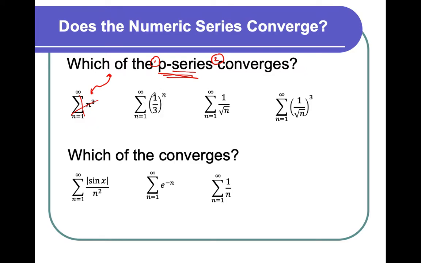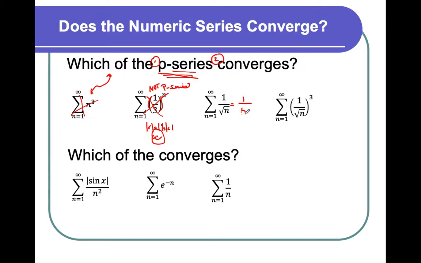Do you recognize it from what we just did? My common ratio is 1/3, which is less than 1. So yes, this converges, but I would get tricked in this question. It's not a p-series. So it converges, but it's not a p-series. So they're trying to get you to recognize the difference between what's a geometric series and what's a p-series. Is this a p-series?